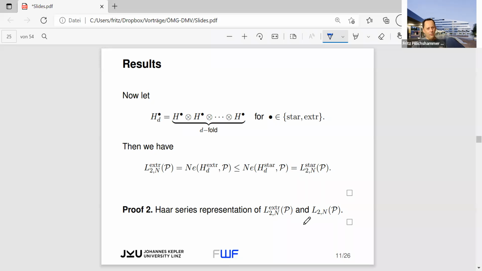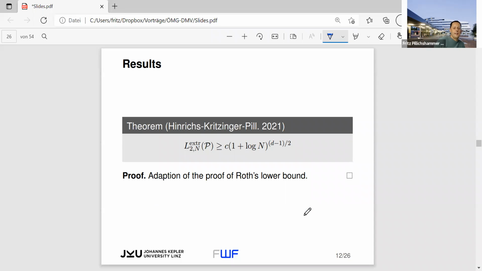An advantage of the second proof via the Haar series representation of the L2 discrepancies is that with the Littlewood-Paley inequality, we can have a similar result also for the Lp discrepancies. We don't have less or equal, we have of the same order with an unknown constant, but more or less the same result also for Lp discrepancies that can be deduced from the second proof.